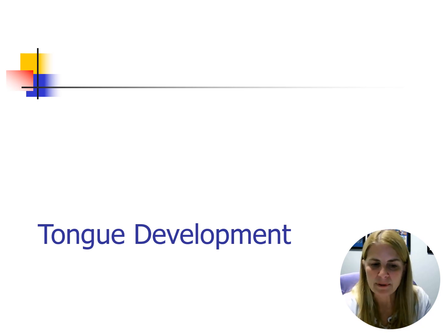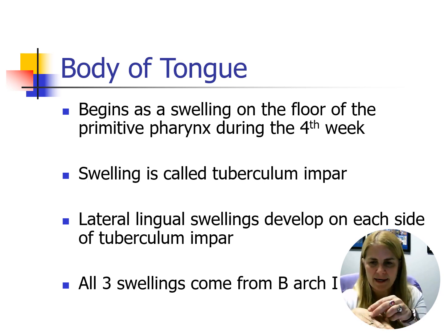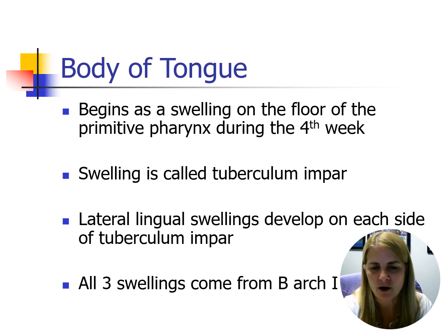Tongue development happens between the 4th and 8th week in utero. The body of the tongue begins as a swelling on the floor of the primitive pharynx during the 4th week. The swelling is triangle shaped, and it is called the tuberculum impar. Remember, I told you to think about the floor of the mouth being flat, and then as there is growth and development, there is going to be a tuberculum impar that comes on the midline. It's formed on the midline of the mandibular arch.